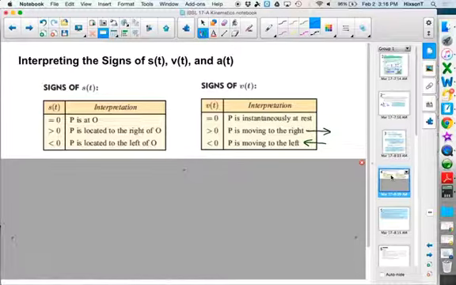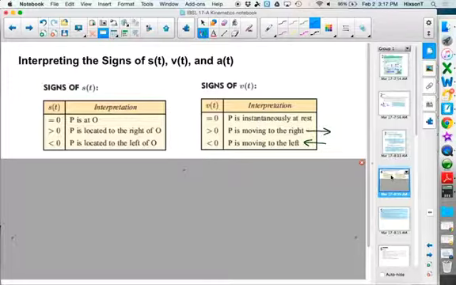We mentioned this already. Looking at the sign of your displacement function: if it's 0, your position is at the origin. If it's positive, you're to the right of the origin. If it's negative, you're to the left of the origin. That is pretty easy to figure out, and to remember. When we start looking at velocity and acceleration, though, sometimes it's hard to keep them straight.